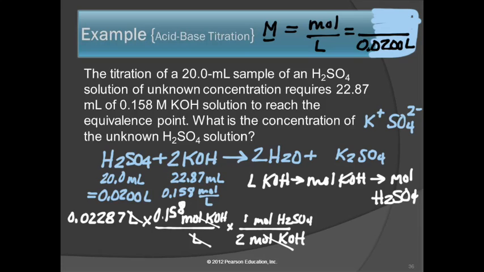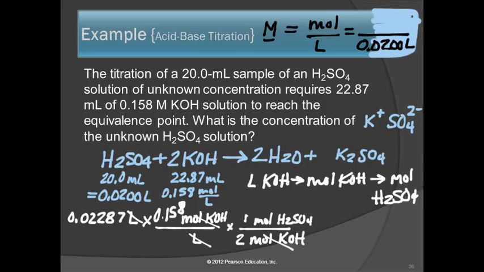Sometimes people want to use that dilution equation, M1V1 equals M2V2, and you might run into a tutor that shows you how to do it that way. Don't do it. On one like this, where it's not a 1-to-1 ratio, it won't work. And so it's a very bad habit to get started in, so just avoid that. Think of it as stoichiometry. 0.02287 times 0.158 divided by 2.